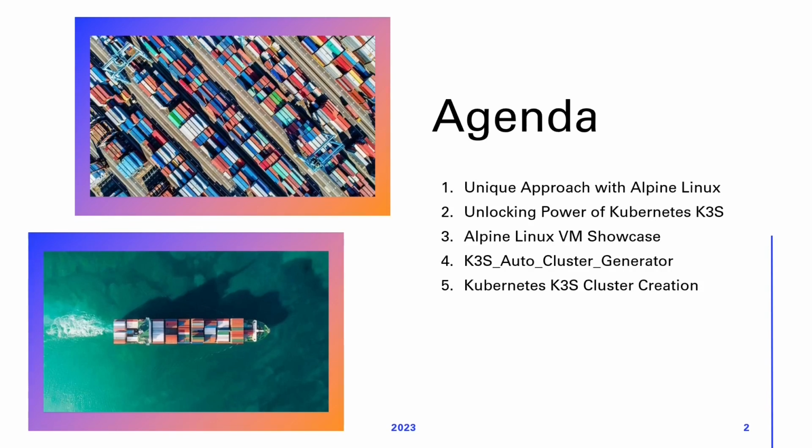We're going to kick things off by showcasing the creation of an Alpine Linux Virtual Machine. It's the first step towards unlocking the power of Kubernetes. We'll take it a step further and demonstrate how to set up a K3S cluster with master and worker nodes. These innovative techniques are made possible thanks to our very own creation, the K3S_auto_cluster_generator tool. We recently developed and published it on GitHub, and it's a game changer when it comes to scripted deployments of Kubernetes K3S clusters on Linux servers.